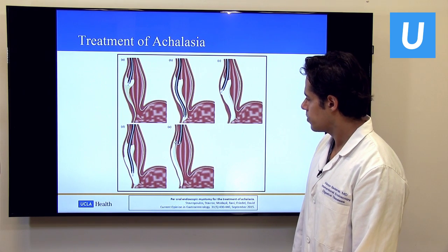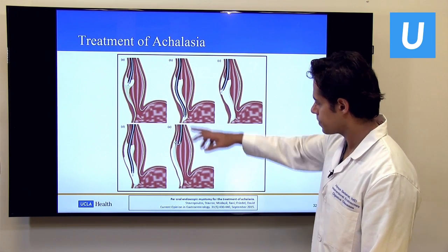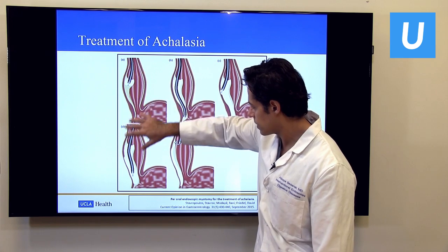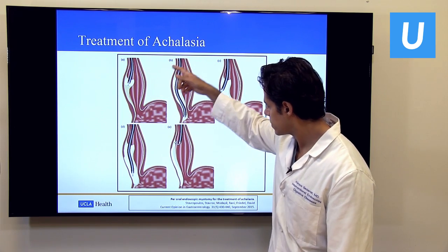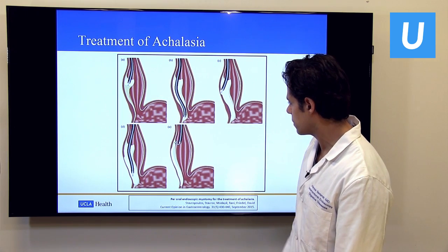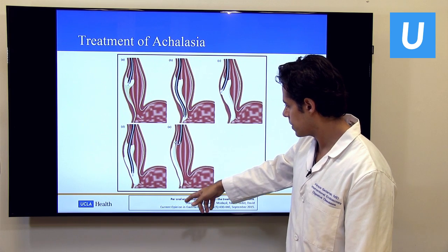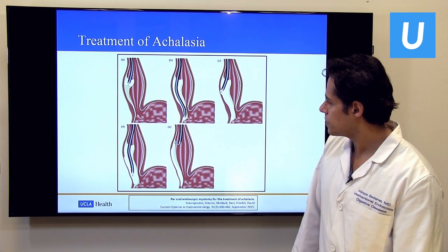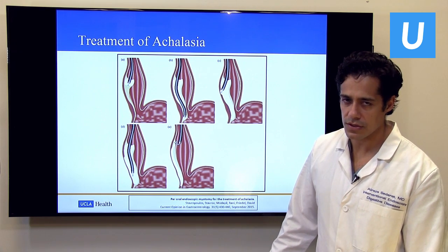So this is a POEM. This is just kind of a cartoon. This is the endoscope. This is the esophagus into the stomach. And the endoscope is tunneled in the wall of the esophagus all the way down to the stomach, and then the muscle is cut. This takes advantage of the layers of the esophagus.